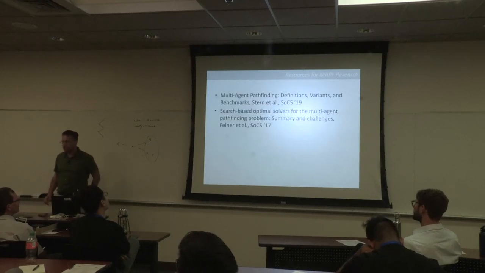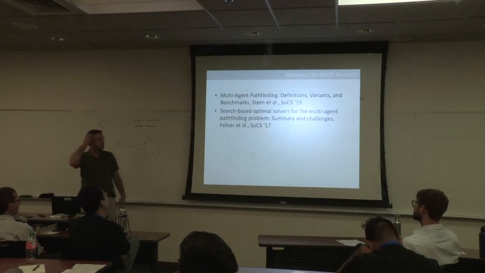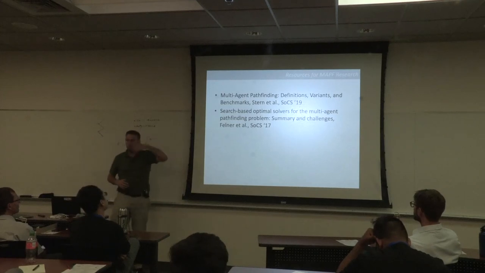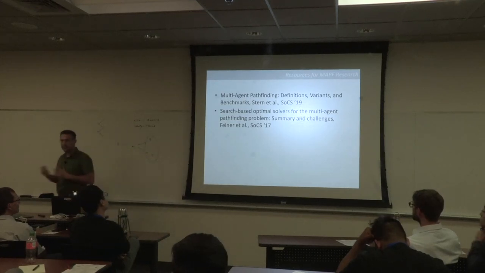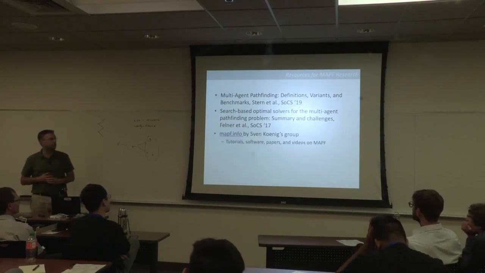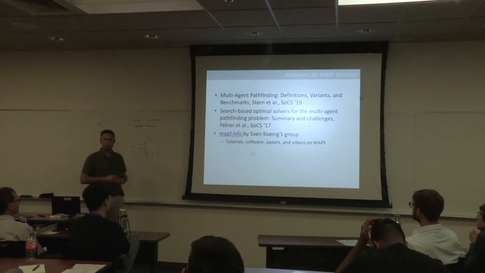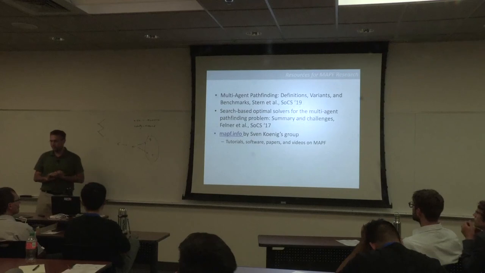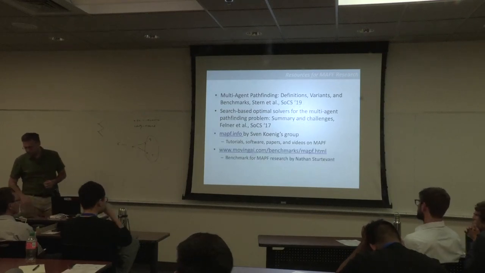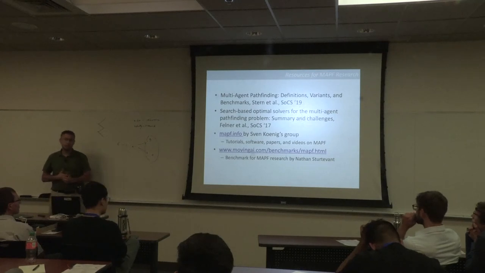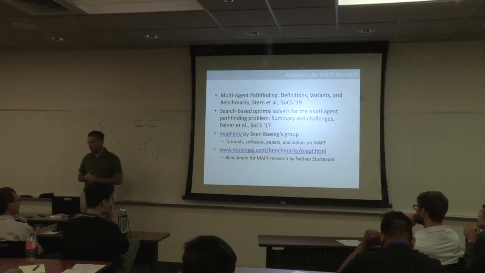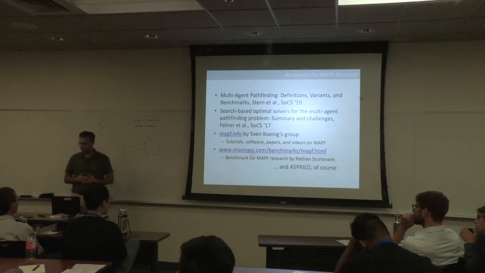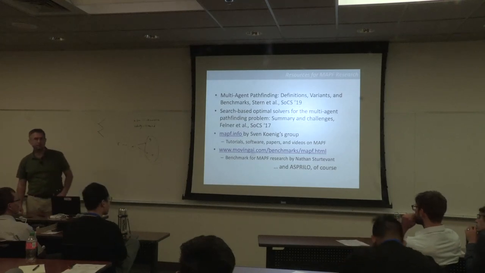There are also some papers that might give you a good intro. There's a survey on search-based approaches from SOCS 17. This is my paper, but there is a long list of authors, not just me, about definitions and variants. There is a very good website called mapf.info by Sven Koenig's group, where you have a lot of the links for tutorials and papers and benchmarks and videos, a really comprehensive website to start getting interested in that. And there is a set of benchmarks for at least the classical multi-agent pathfinding by Nathan Sturtevant. And of course, this is notwithstanding all the things you've just seen from Asprilo. And I think that's it.